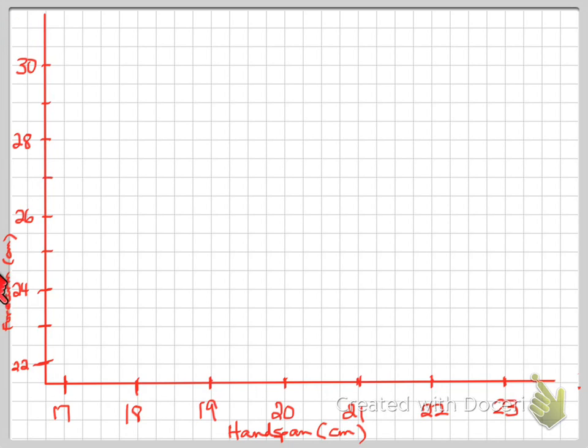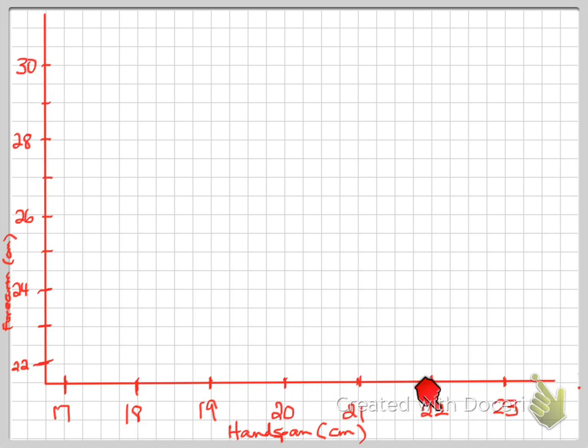Don't forget, we want to list on the side forearm and the measurement in centimeters. So along the side is forearm, the centimeters, and going up by 2s. Every 2 blocks we're going up by 1. And I only number every second one.